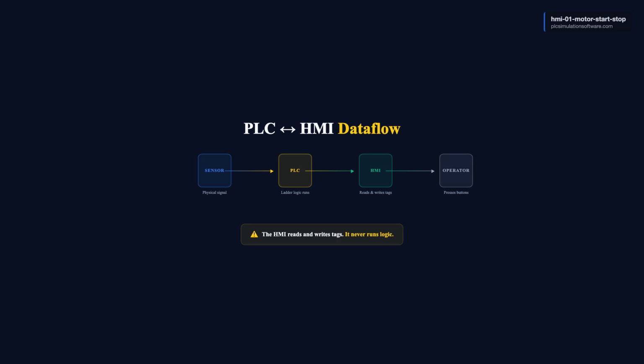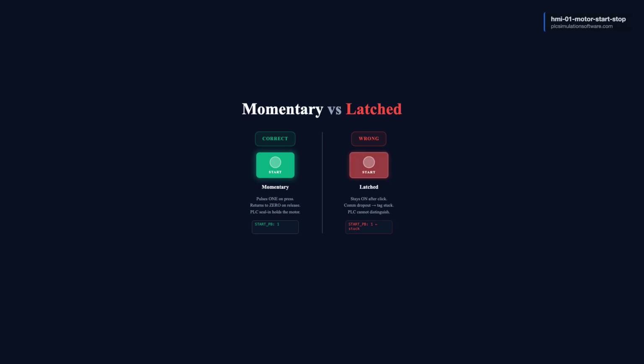The safety interlocks, the sequencing, the timer and counter logic, all of that lives in the PLC program. This is critical. If you put interlock logic in the HMI, you have a serious safety problem. A communication dropout between the HMI and the PLC cuts your interlock. The machine runs uncontrolled. Interlocks always go in the PLC. The HMI only shows the operator what is happening and lets them send commands.